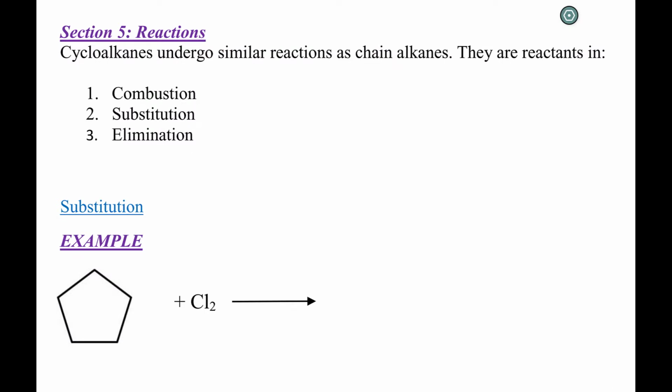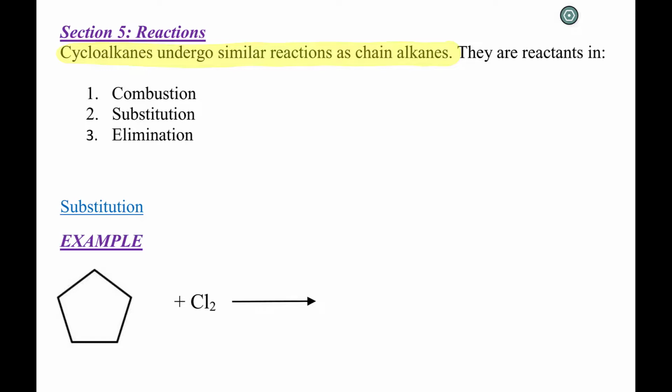In our last section, we're going to look at the reactions that cycloalkanes and alkenes undergo. And without surprise, you'll notice that they undergo very similar reactions to their chain counterparts. So cycloalkanes undergo a similar reaction as a chain alkane. So we don't dive into combustion very much anymore because we've been doing it for so long, but we'll revisit substitution and elimination. Those are 2 reactions that alkanes do undergo.